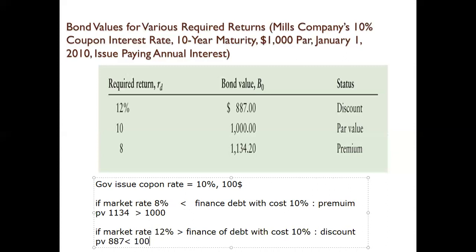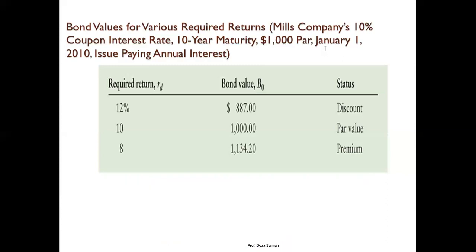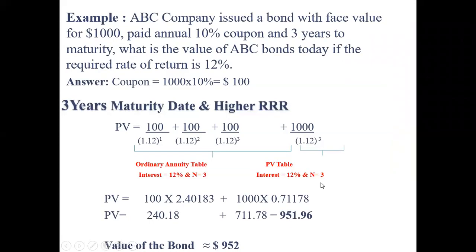So as an issuer, I will finance at a lower cost because I make the deal at 10%, and tomorrow the market rate increases to 12%. Let's see how we can do this calculation. We're going to use the time value calculation to understand how to calculate it.